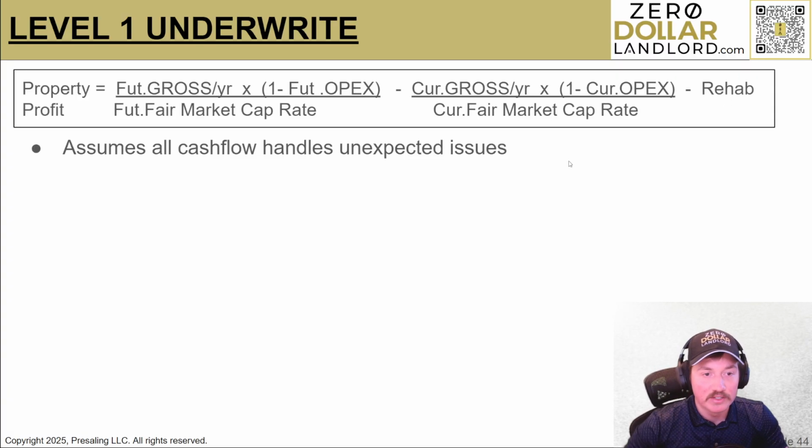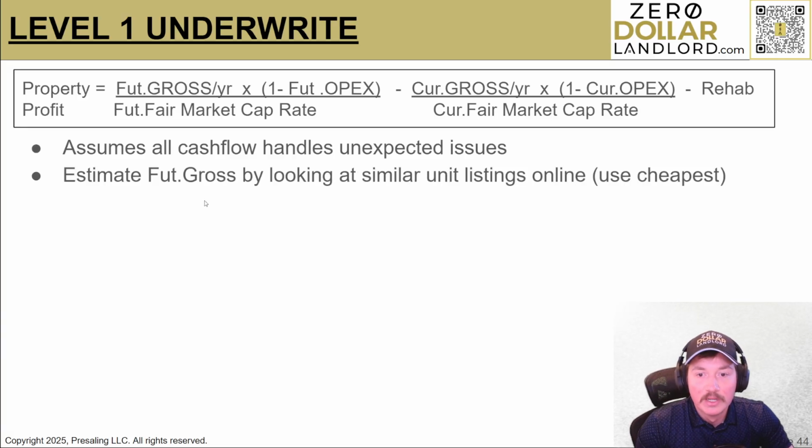So this does not even account for any of the cash flow. This is just super, super simple, because I'm just assuming all the cash flow is going to go to fixing stuff, whatever the stuff is. And if you end up with extra cash flow, yay, good for you.